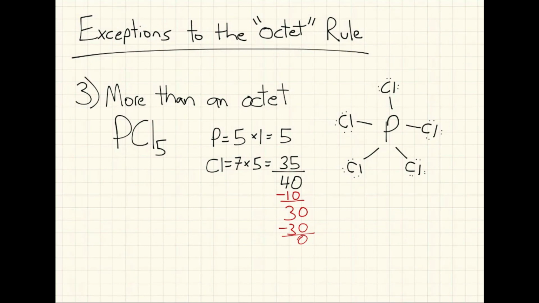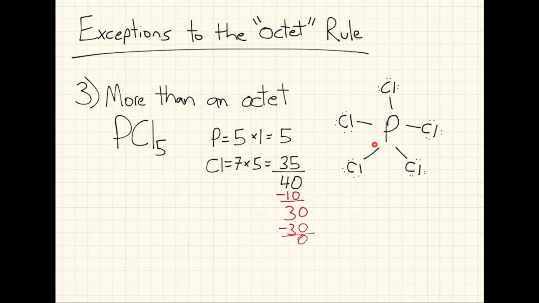Let's take a look at this. Each of these chlorines is exactly the same, so let's just look at one in total. I've got 6 electrons placed around it in lone pairs, and then I've got 2 tied up in the bond between it and the central atom. That's an octet. So each of these chlorines is, quote, satisfied from the perspective of an octet.